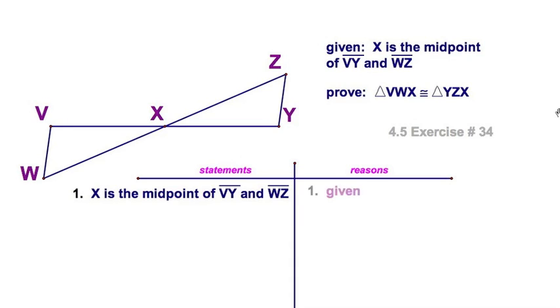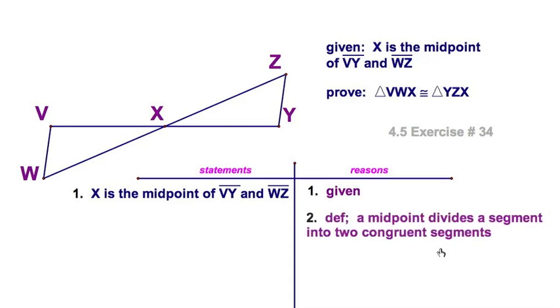Line 1, we'll start out with just repeating our given. And we can see X is the midpoint. The midpoint of two segments, so we're going to use a definition twice. The midpoint definition. A midpoint divides a segment into two congruent segments. So I'm first going to say that those two are congruent.